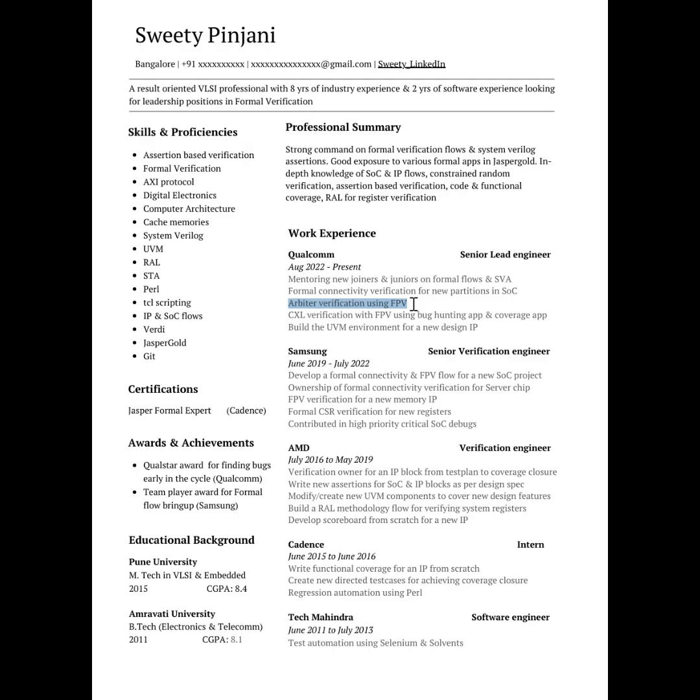FPV is a technique in formal verification. The full form is formal property verification. Then there was a block, CXL. They have verified that with the help of FPV, and they have also used some formal apps like the bug hunting app and the coverage app. In formal, you also have a coverage app that will tell you how much coverage there is. This is an app which is inbuilt in Jasper Gold. Then the person has also built a UVM environment for a new design IP from scratch. This is all the work they have done in the current organization.